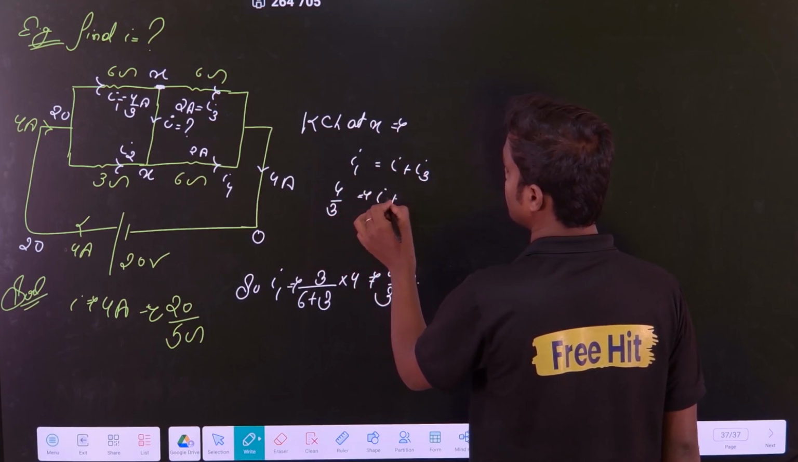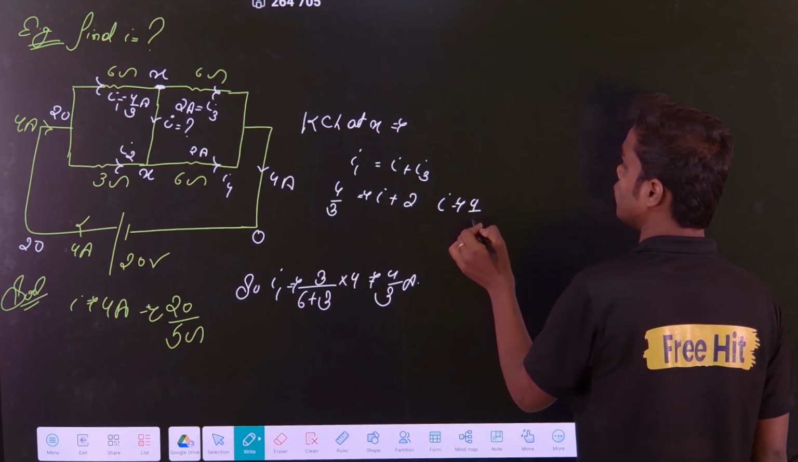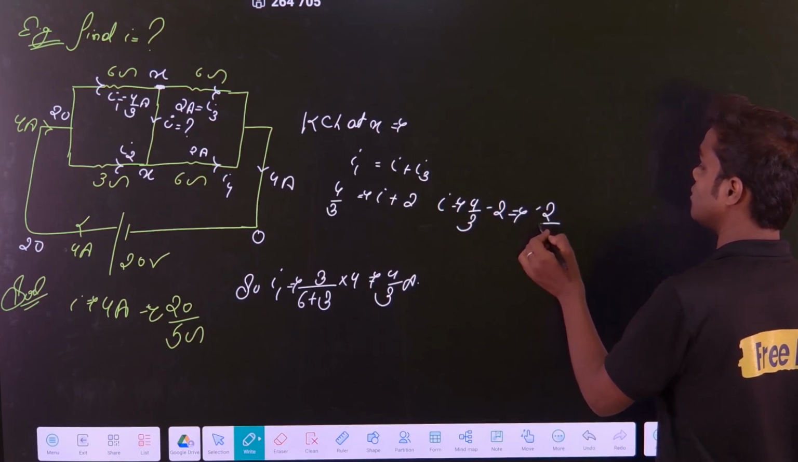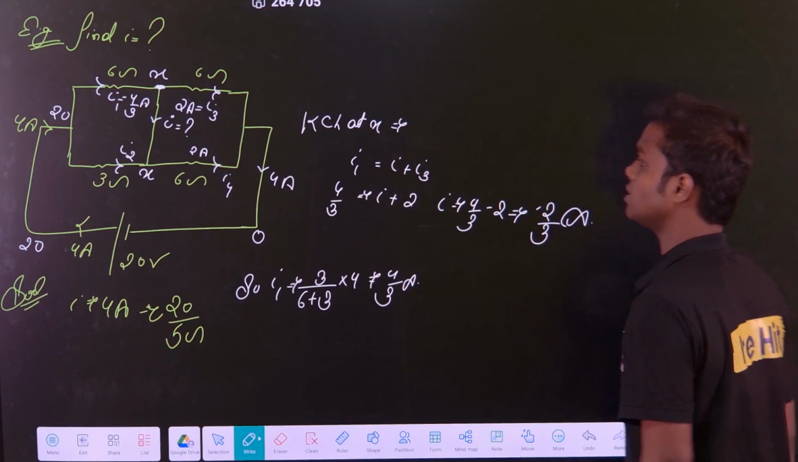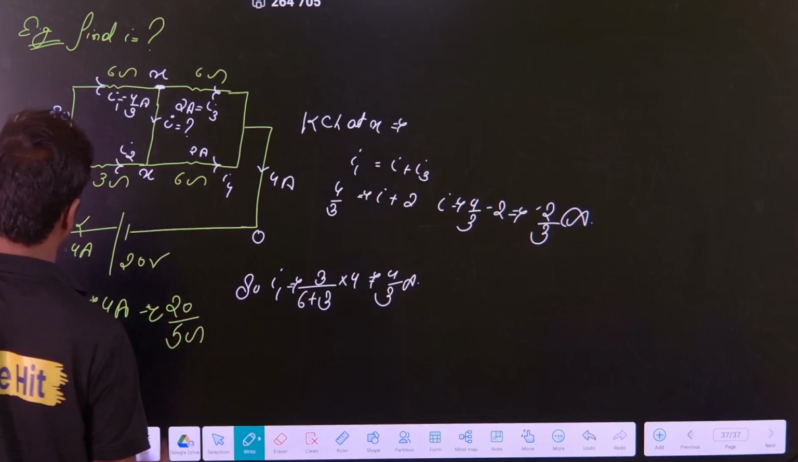Outgoing current I we don't know. What is I3? That is 2. So what is the I we will get? That is 4 by 3 minus 2. How much will you get? You will get minus 2 by 3 ampere current. It means the current will flow 2 by 3 ampere in the upward direction, not the downward direction. Okay.